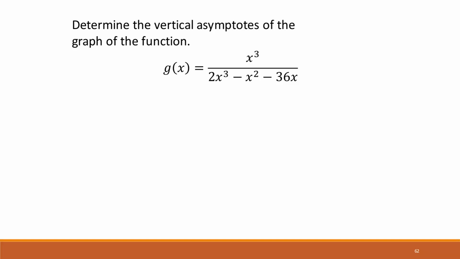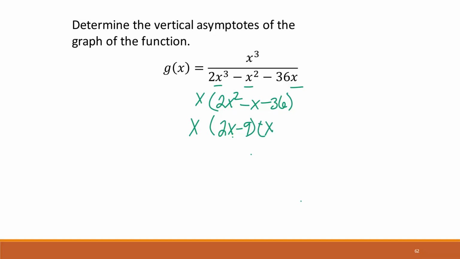For vertical asymptote, first we have to factor everywhere we can, cancel what we can, and then look at the denominator that's left over. So first we're going to pull out an x here, because every term has an x. For our denominator, if we pull out an x, we are left with 2x squared minus x minus 36. Now we can factor that.